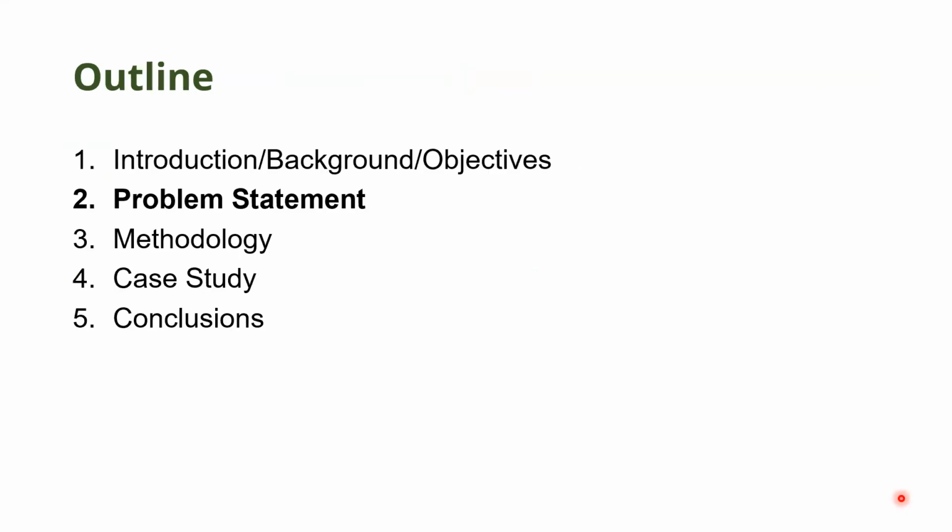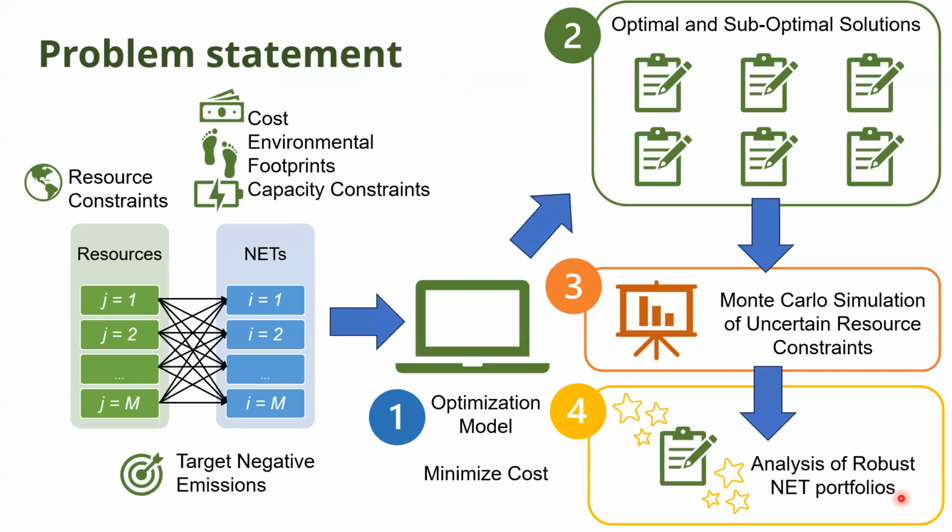Moving on to the problem statement and the overview of the methodology, the problem is as follows. Given a set of NETs and a set of resources, their specific constraints, and given other model inputs and targets, the problem is to build the optimization model that minimizes the cost of the NET portfolio while meeting the other constraints.